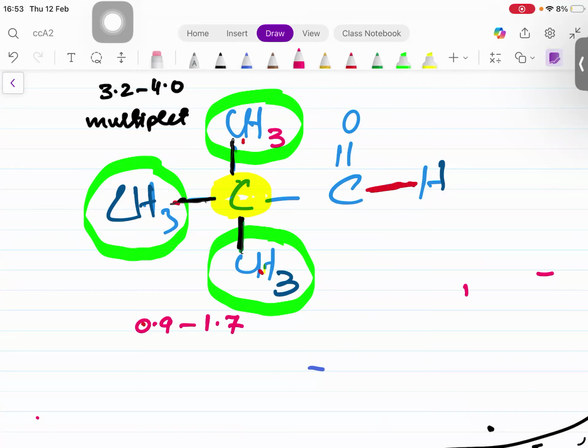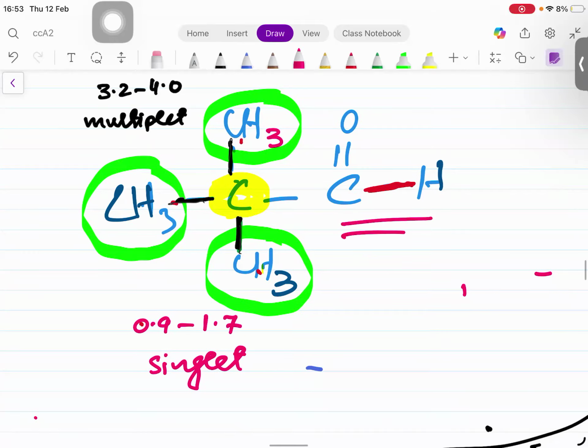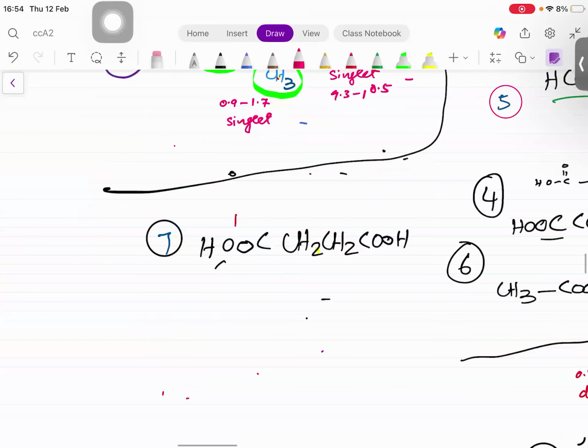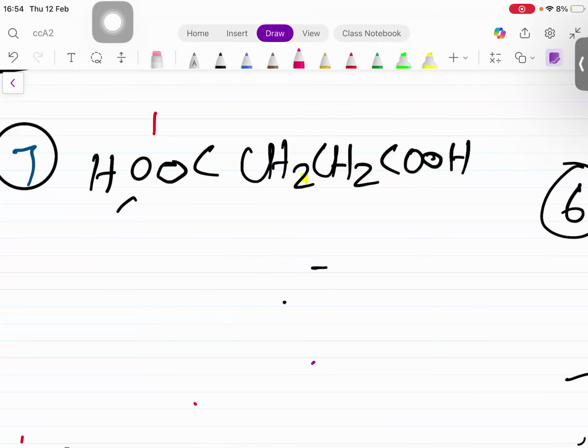And what is the splitting? Singlet. Why? Because in the neighboring carbon there is no proton. And what about this? It's an aldehyde, right? So the aldehyde is again a singlet, at 9.3 to 10.5. And why singlet? Because it is attached with CO, so it can't interact with anybody else around. Here, G, please draw the peaks for this.